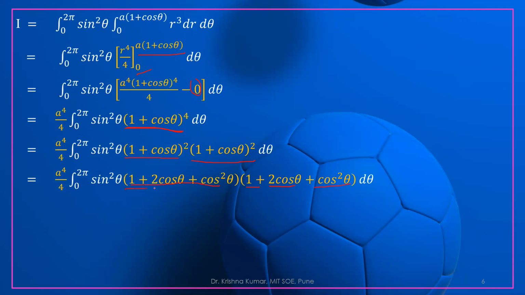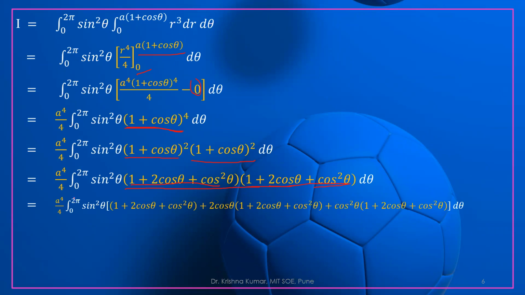Now let us multiply these two things. There are 3 into 3, so 9 terms we are getting. The 1 into this, we are getting the same term. Then 2 cos theta into this, we are getting this term. And then cos square theta into the third term.